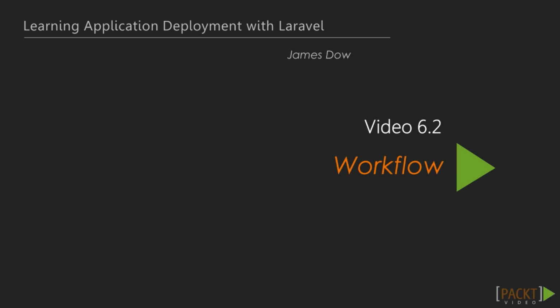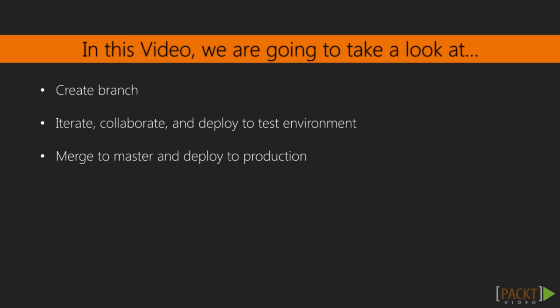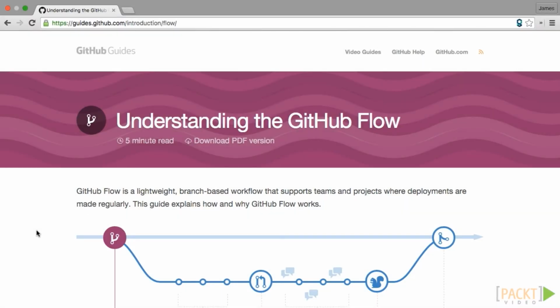Welcome to the second video of Section 6. In the last video, we learned about some of the basics when using Git. And in this video, we're going to learn how we can effectively apply them into a workflow that works for our team. We'll learn the importance of using branches when working with a team. We'll learn how to collaborate and iterate, how to deploy and test, and then finally how to rebase and merge our code. So there are many different types of workflows we can go with.